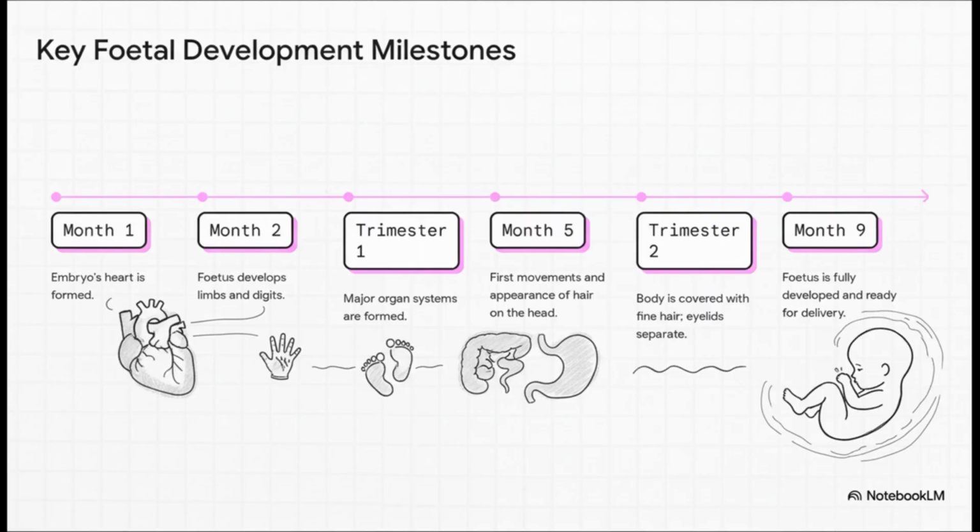By the end of the first trimester, that's about 12 weeks, most of the major organ systems are already in place. During the 5th month, the mother can feel the first movements and hair starts to appear on the head. By the end of the second trimester, the body is covered with fine hair and the eyelids separate. And finally, by the end of 9 months, the fetus is fully developed and ready for the outside world.